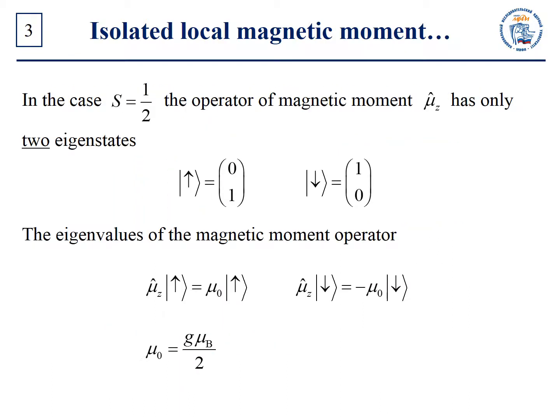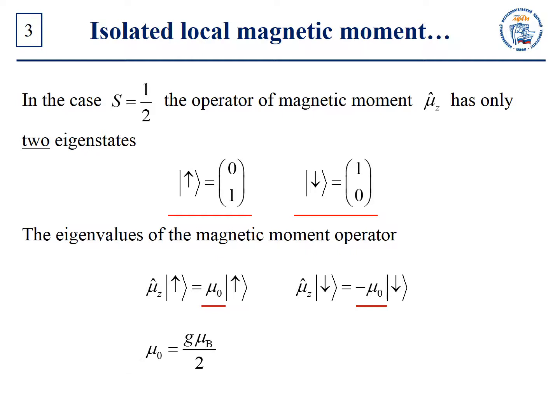In the simplest case, when the spin is equal to 1/2, the operator of magnetic moment has only two eigenstates, corresponding to orientation of the magnetic moment along the z-axis, in other words, along the applied magnetic field, up, and in the opposite direction, down, respectively. Note that the electromagnetic moment is antiparallel to the vector of its spin because of the negative electron charge. The eigenvalues of the magnetic moment operator in the states up and down are plus μ0 and minus μ0 respectively.